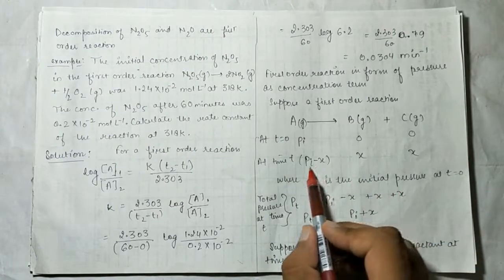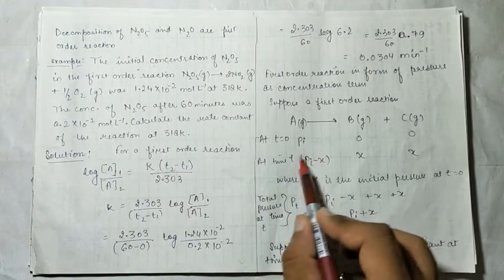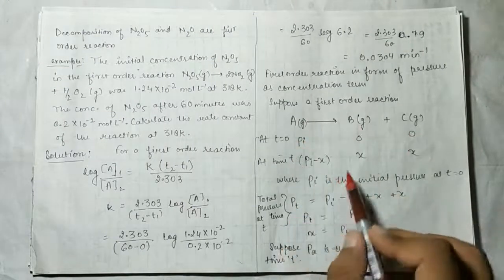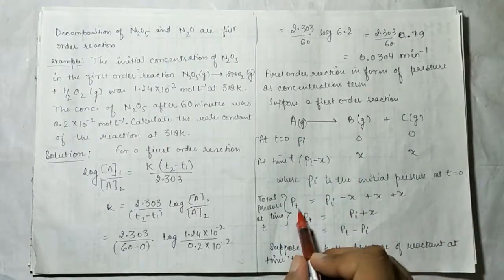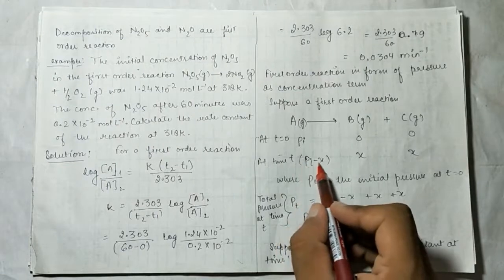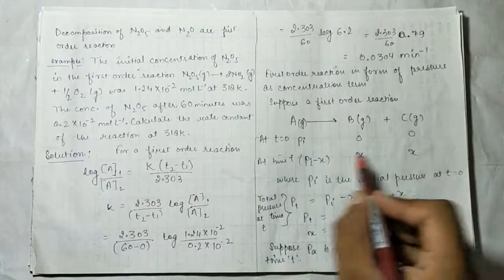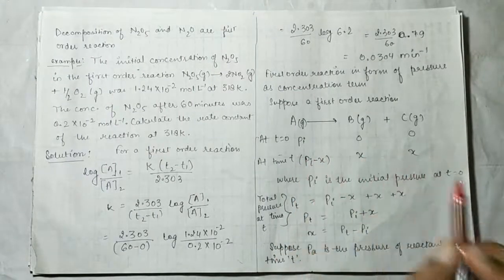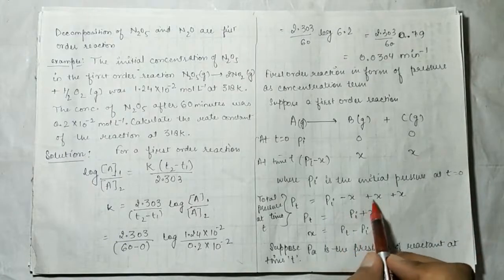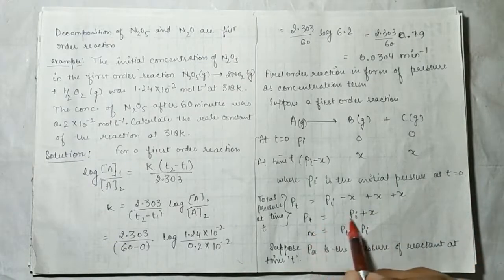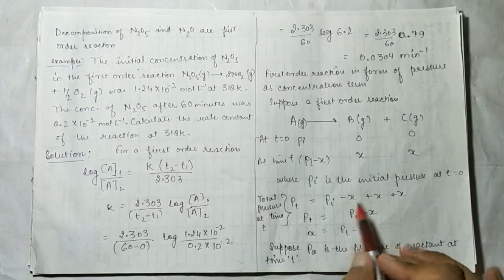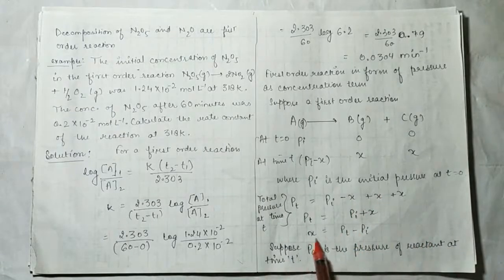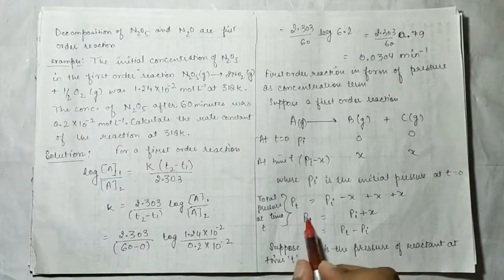Now adding these values we get the total pressure of the reaction mixture. Total pressure pt equals pi minus x plus x plus x, which becomes pi plus x.